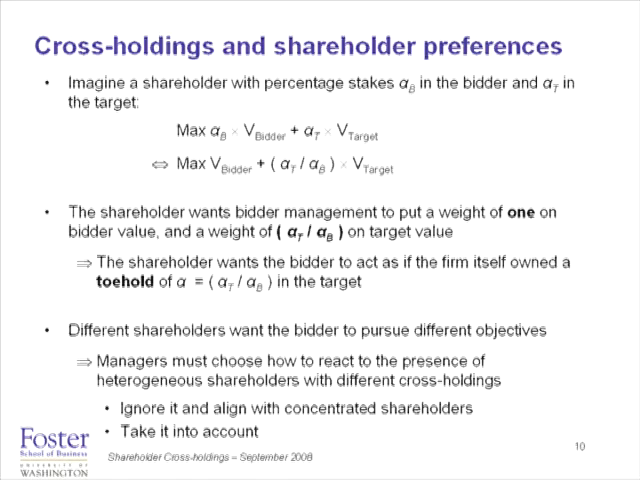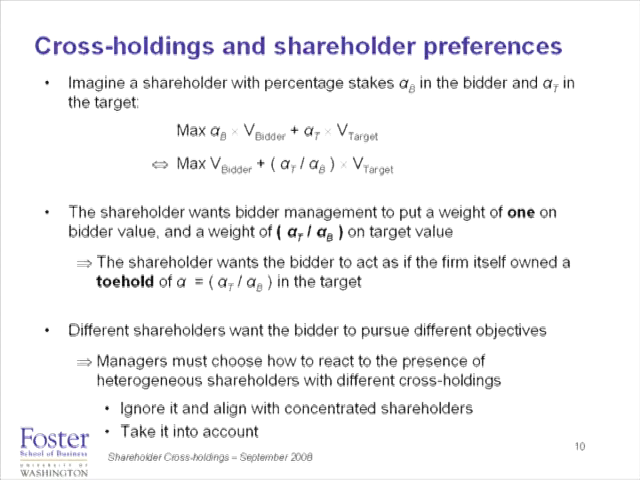We go through it a little more in the paper, but essentially what happens here is that they want a weight of 1 on bidder value and alpha T over alpha B on target value, and that's back to my earlier example where I said, say they have 5% of the bidder, 2% of the target. They want a weight of 1 on the bidder and 0.4 on the target, 2% over 5%. And this is where I was also talking about how that's the same as wanting the bidding firm to act as if it had the same toehold, this alpha T over alpha B.